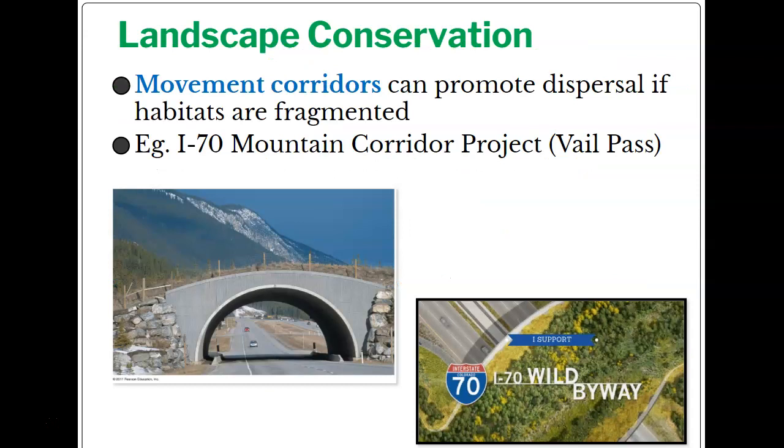Okay, so things that we do. Landscape conservation. This is just one example of the I-70 corridor in Colorado. They basically, to enhance wildlife and prevent hit and runs with animals and cars, they built a bridge over the highway and covered it with all kinds of landscape. It's called a movement corridor, and it's meant to bridge habitats on both sides of the freeway so that they don't become isolated and prevent the death of organisms.